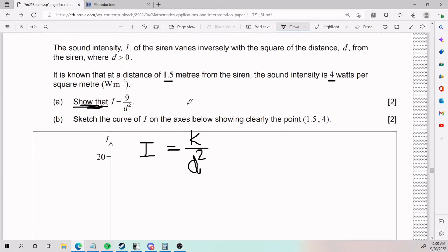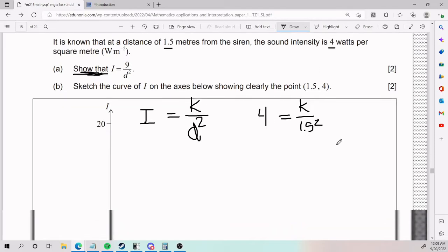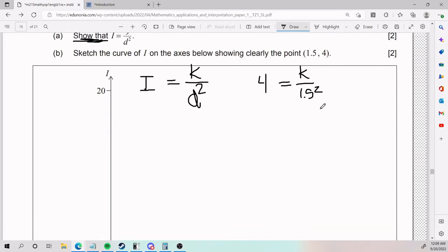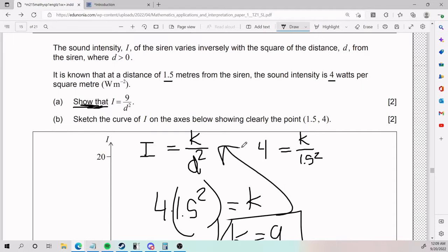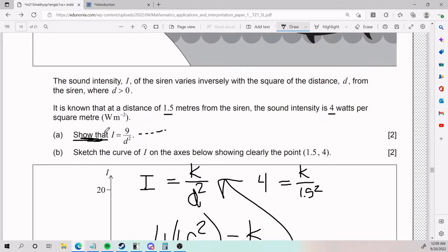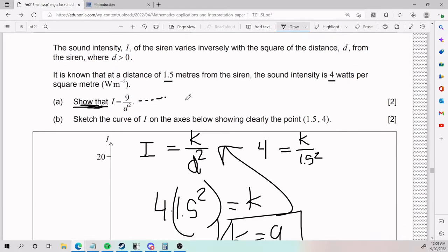So if I plug in 1.5, it is meters, that's going to be the one on the bottom. So I'm going to have k divided by 1.5 squared. 4 watts is going to be I, so I'm going to leave that there. I need to get k alone. So I multiply by 1.5 squared to both sides in order to get rid of the denominator. Equals k. K now will give me 9. And now that we know that k is 9, we plug it in over here, and that is how we show that I equals 9 divided by d squared.